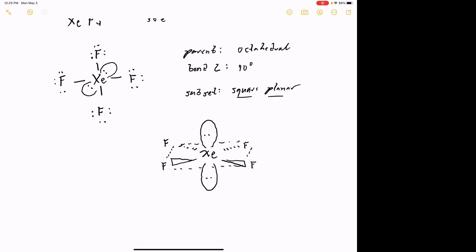Sometimes you'll see this as AX4E2. Sometimes you'll see it represented that way because the X are the things I'm bonded out to. So the X's represent bonding electrons and the E's represent non-bonding electrons. So it's still an AX6 subset, but it's an AX4E2. All right, so everybody see how that works more or less? And again, I needed a Lewis structure to get to that point.